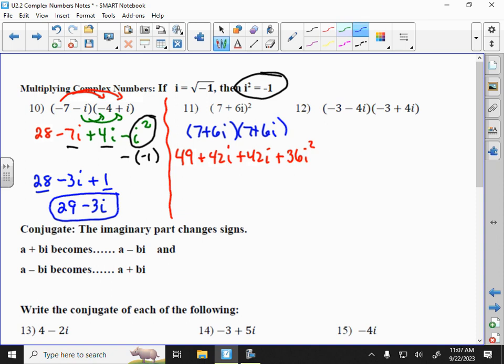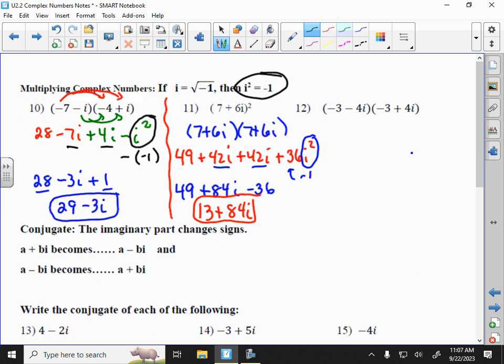Right, we're going to combine like terms. We're going to change the +36i squared. Remember, i squared is -1. Okay, we're going to take that -1 and multiply it to 36. So 49, combine like terms, 84i minus 36. Now we can combine 49 and -36 together. So we're going to subtract those, that's 13 plus 84i.